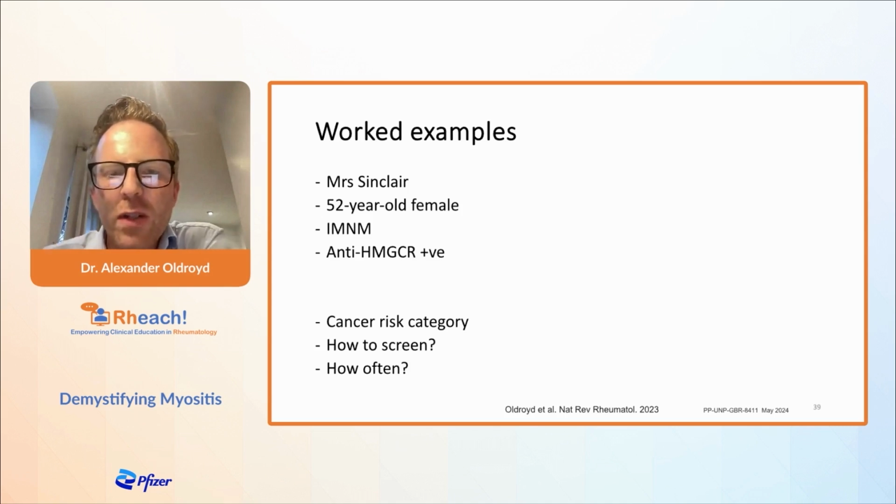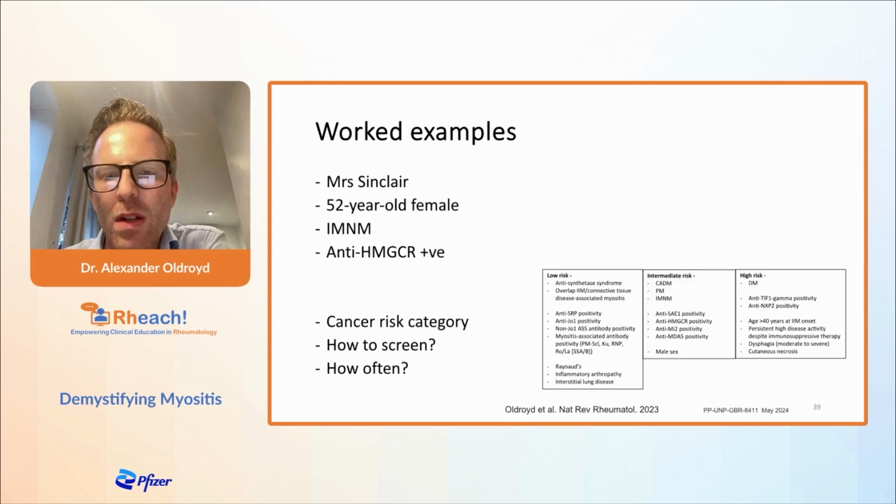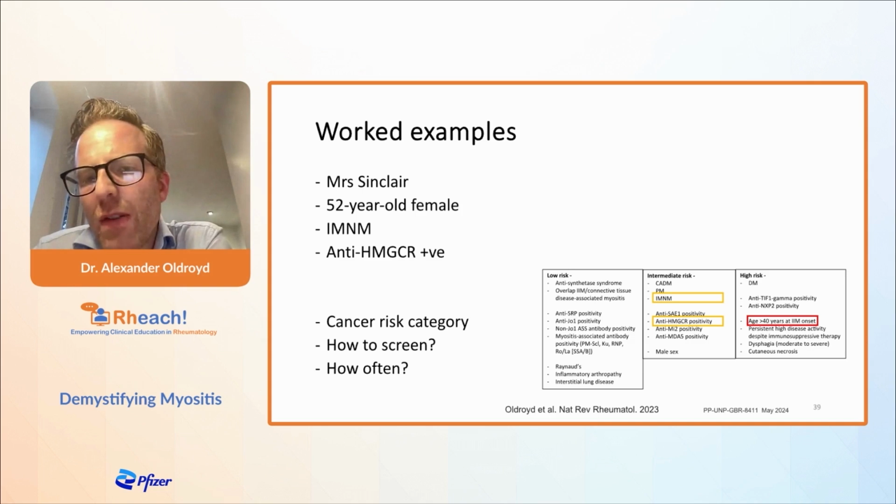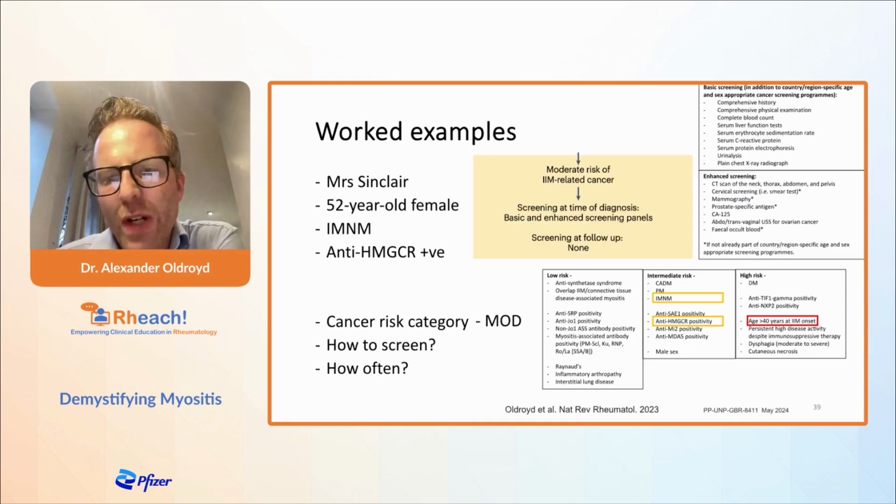Mrs. Sinclair, she's a 52-year-old with IMNM, anti-HMGCR positive. What's her cancer risk? So she has 1 high-risk factor, so that's not enough to fulfill the high-risk category, and she has 2 intermediate risk factors. So she's moderate risk. So we would advise her to have the basic and enhanced screening panel at the time of IIM diagnosis only, no repeated screening.